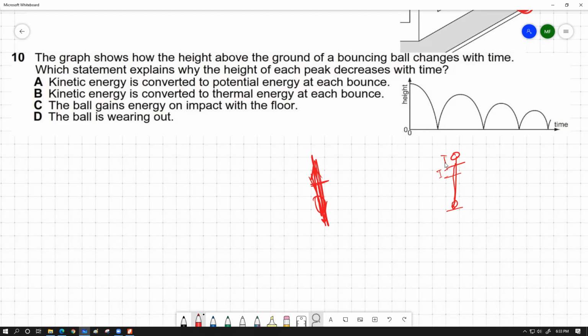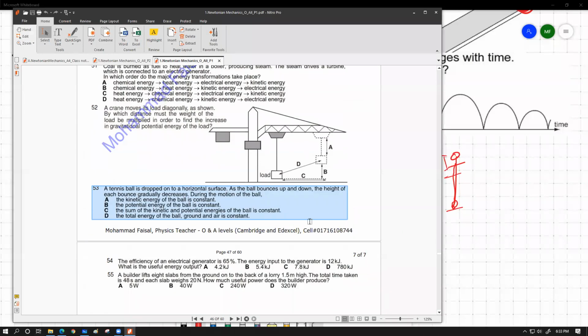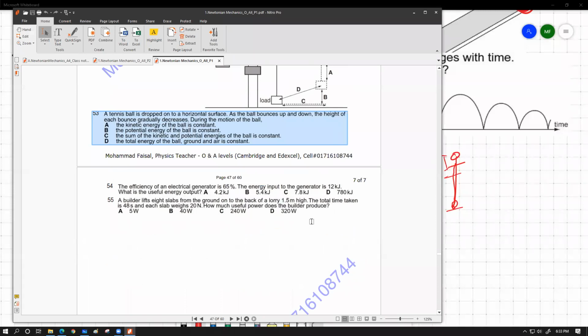Understood? Yes sir, understood. Okay. Page number 47, anyone?